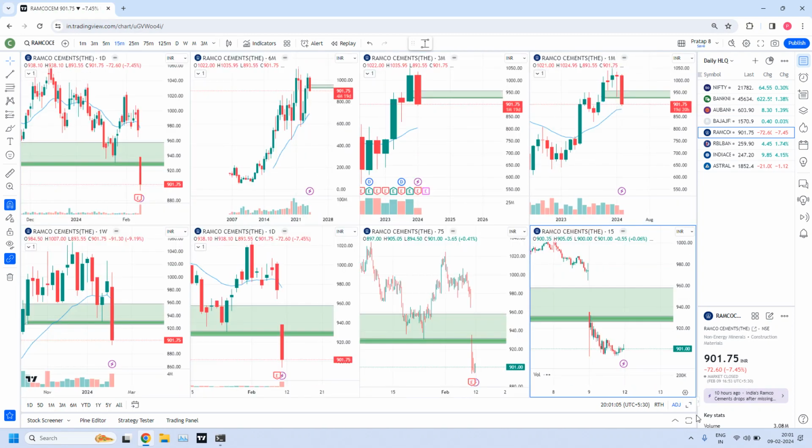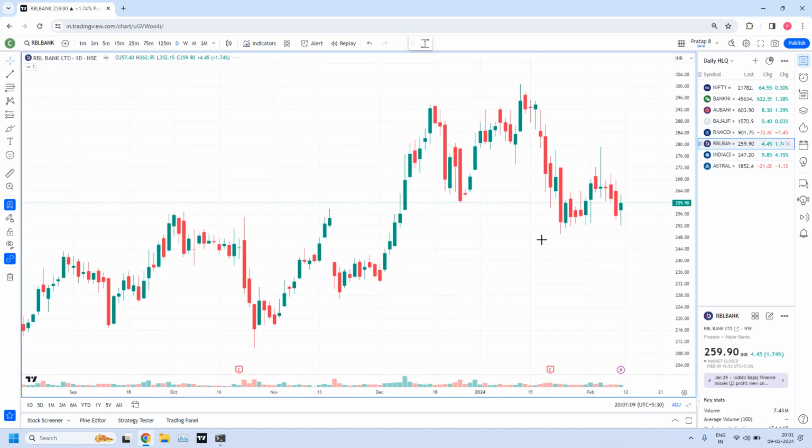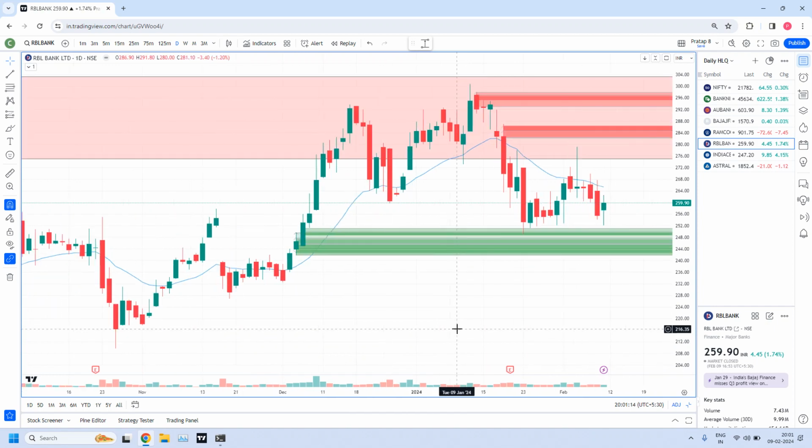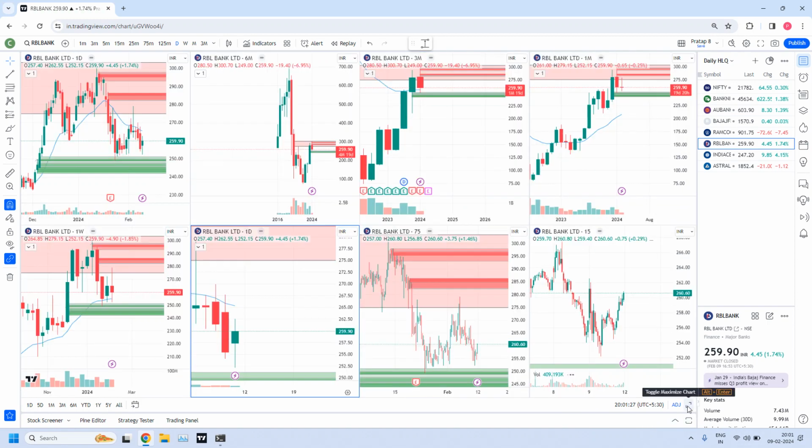Now let us move on to the next stock, that is RBL Bank. RBL Bank is a daily high liquidity zone. We have a rally, base, rally. Today prices did not enter into this zone. I have done a lot of fine tuning in this zone.